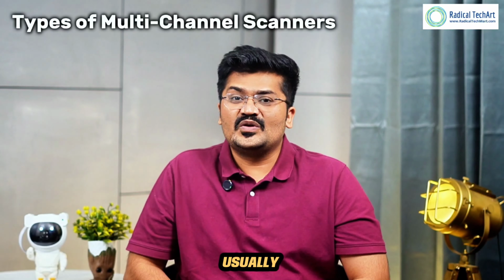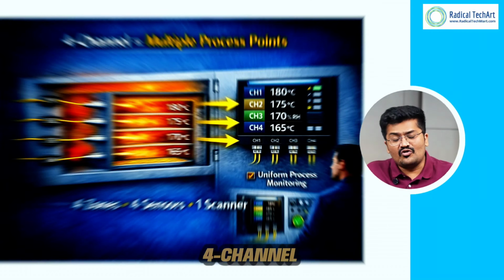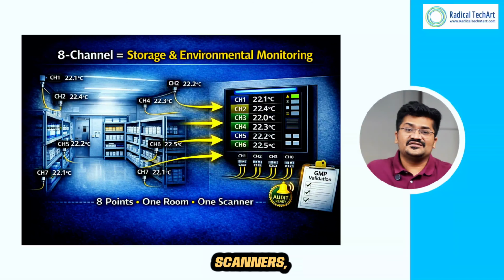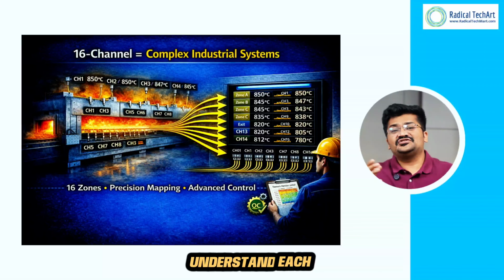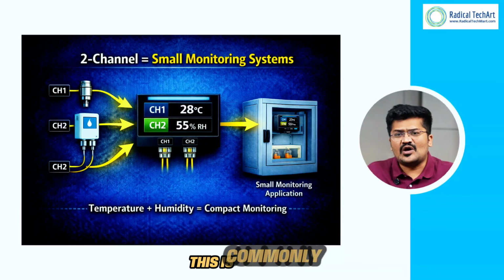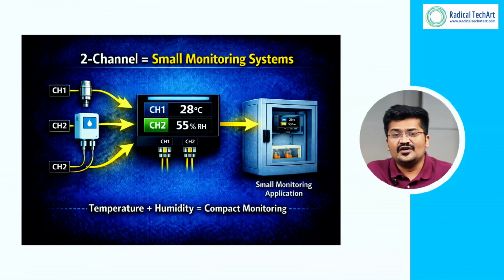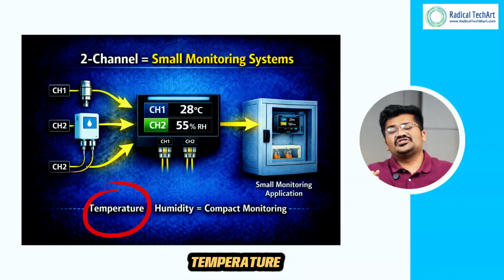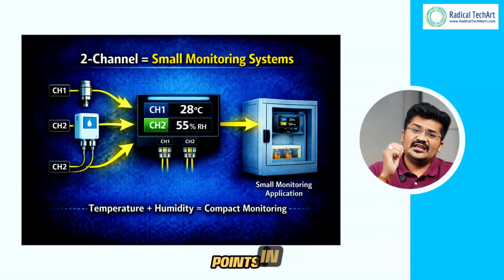Multi-channel scanners are usually categorized based on the number of sensor inputs they support. Common types include 2-channel scanners, 4-channel scanners, 8-channel scanners, and 16-channel scanners. Now let us briefly understand each type one by one. First one is 2-channel scanner, which can monitor 2 sensors simultaneously. This is commonly used in small systems where only a few measurement points are required. For example, monitoring temperature and humidity both together, or monitoring 2 temperature points in a machine.